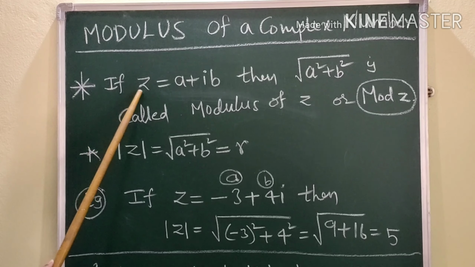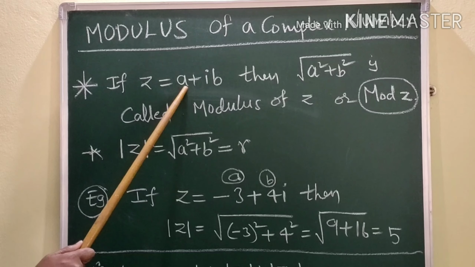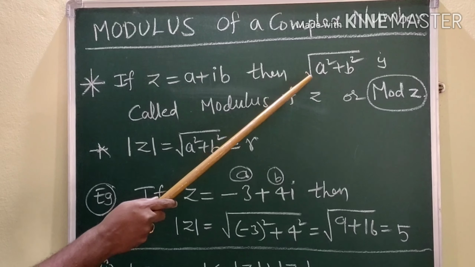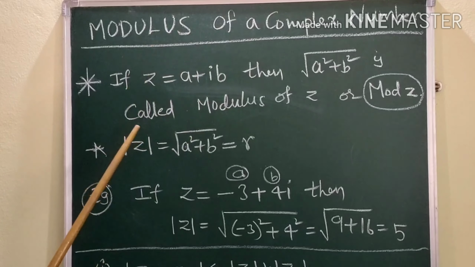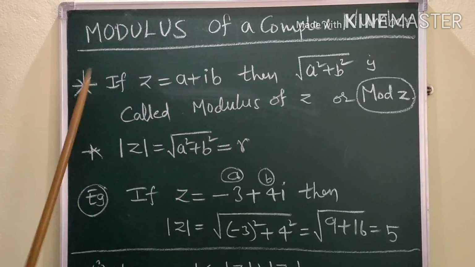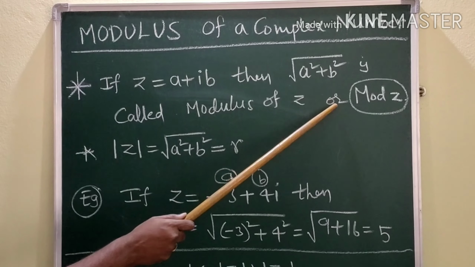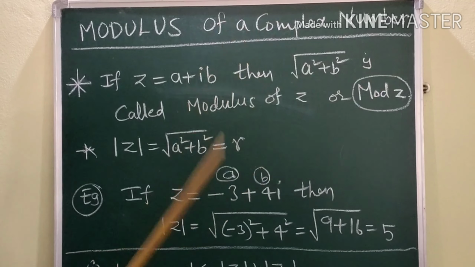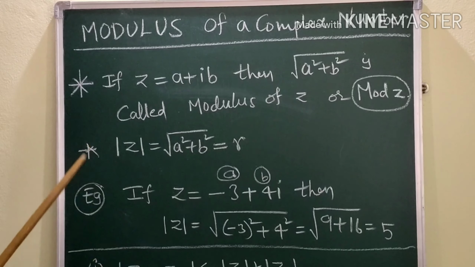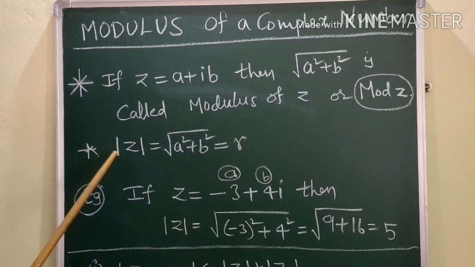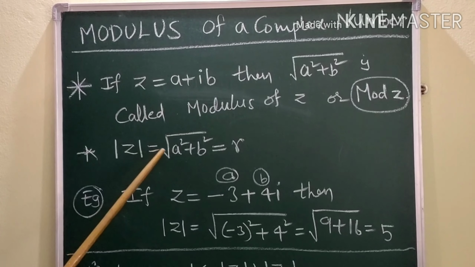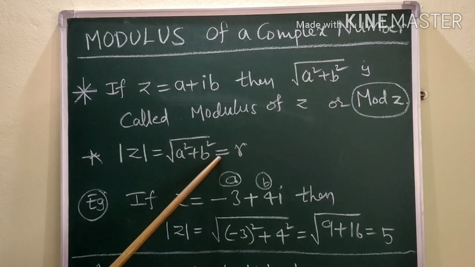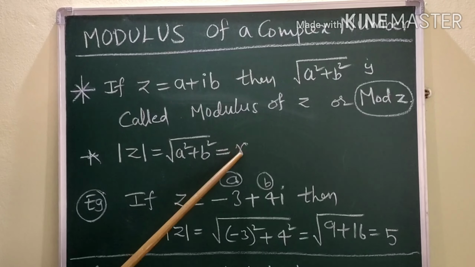If z is equal to a plus ib is any complex number, then root a square plus b square is called modulus of z. It can be written as simply mod z, mod of z. Remember this point. Now the formula is mod z is equal to under root a square plus b square. It is also denoted by small r.